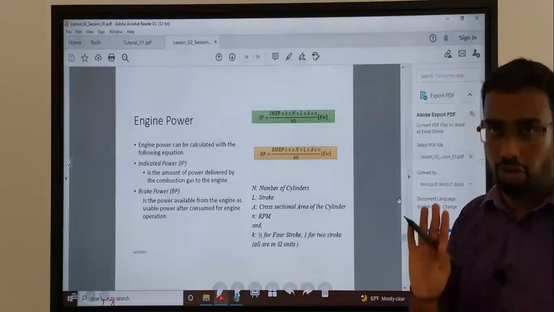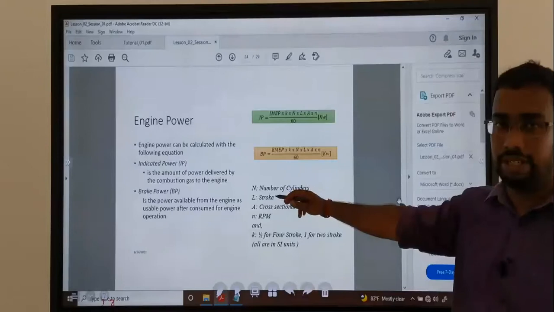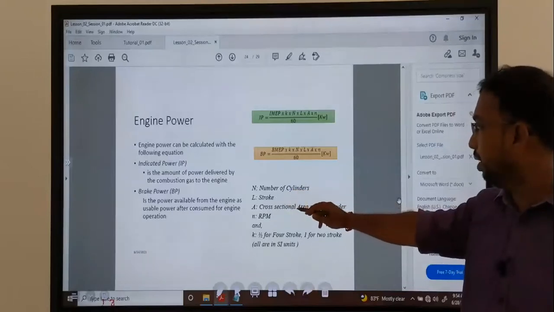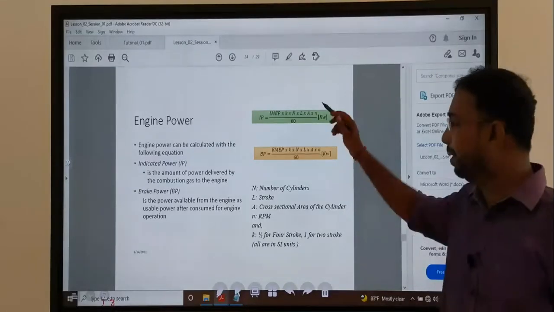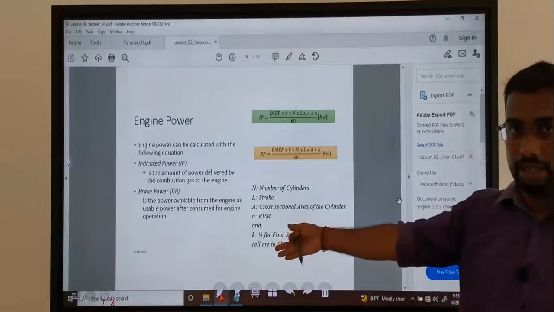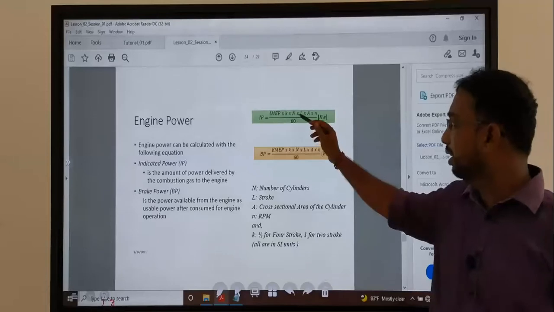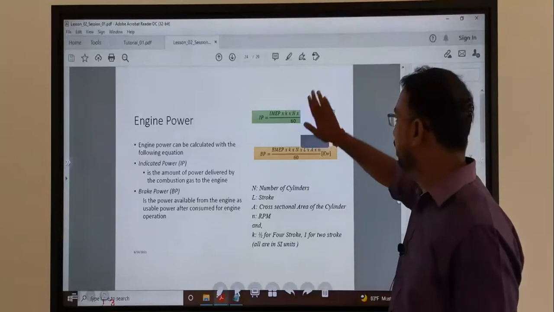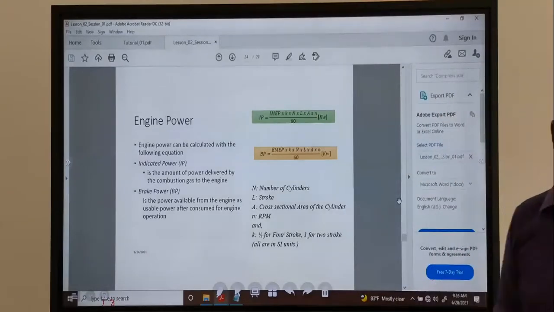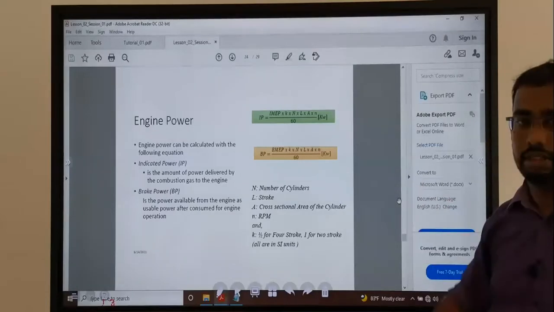N means number of cylinders, so this number of cylinders is 4. The L means stroke, also we know, 82 something. Here the cross sectional area of the cylinder is A, and N means RPM, the 3200 RPM, we have to find the indicated power. So the RPM also we know. So this is 60, so this comes to kilo. In the standard we have to give the answer in kilowatt. That is the standard value of indicated power or brake power.